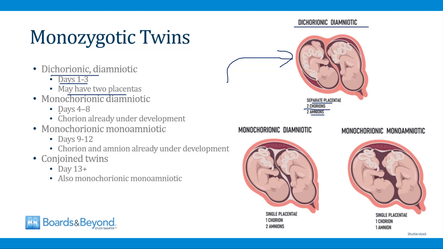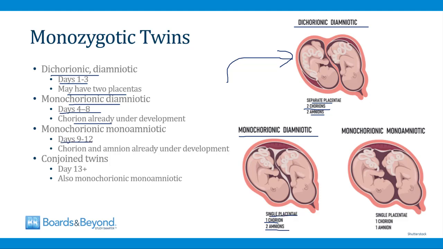If the fertilized egg divides days 4 to 8, then the pregnancy will be monochorionic diamniotic. In days 4 to 8, the chorion is already under development, so it won't split to form two chorions. But the amnion has not yet fully formed, and so two amnions can occur. And so that's what's shown in this picture here. You have one chorion but two amnions, and the twins share a single placenta.